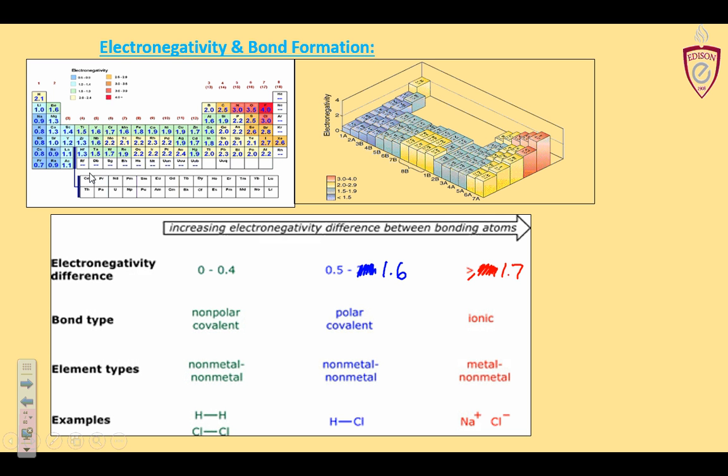And that's fine. We also have taught the shortcuts. Non-metal, non-metal, even sharing, non-polar covalent. Non-metal, non-metal, uneven sharing, polar covalent. Metal with a non-metal, straight up instantly ionic. Metal and non-metal is the fastest way to tell us at all.